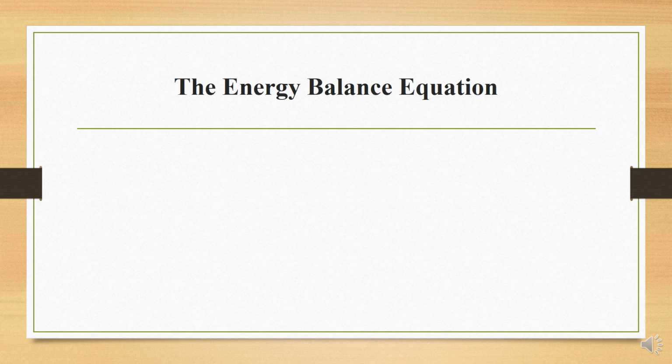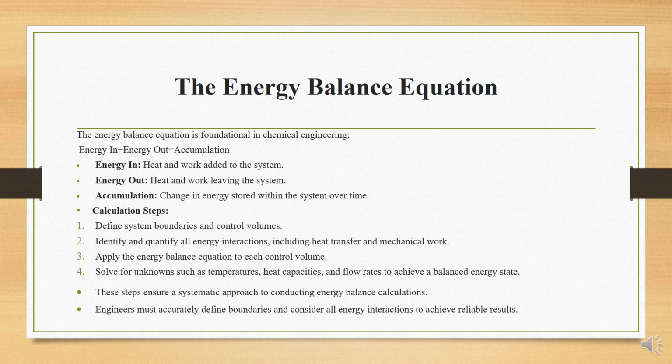The energy balance equation. The energy balance equation is foundational in chemical engineering. Energy in minus energy out is equal to accumulation, where energy in is the heat and work added to the system, energy out, heat and work leaving the system, and accumulation is the change in energy stored within the system over time.